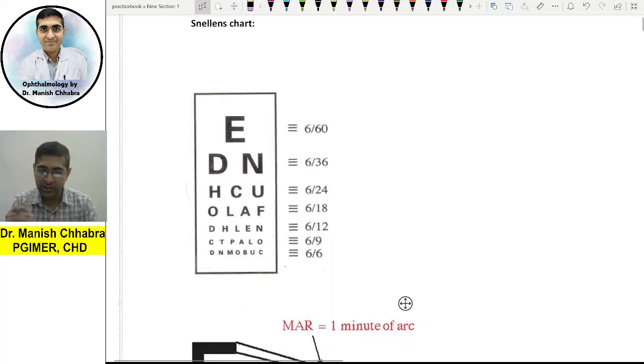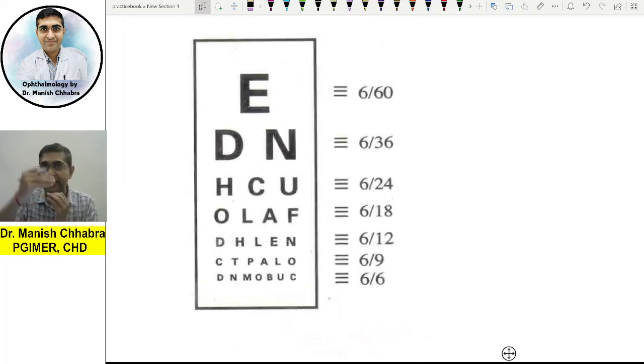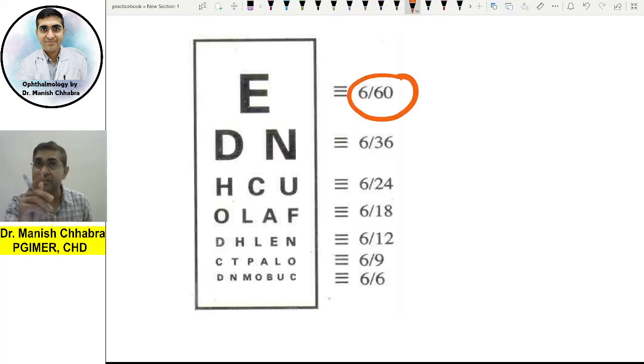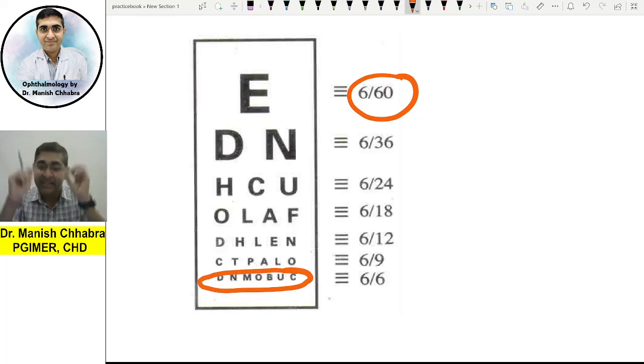So you place the chart at a distance of 6 meters and the patient starts to read the letters from the top. So what do you understand by 6 by 60? If the patient is able to read only the top letter, you say that the patient's vision is 6 by 60. If the patient is able to read till the bottom-most letters, that means 6 by 6.